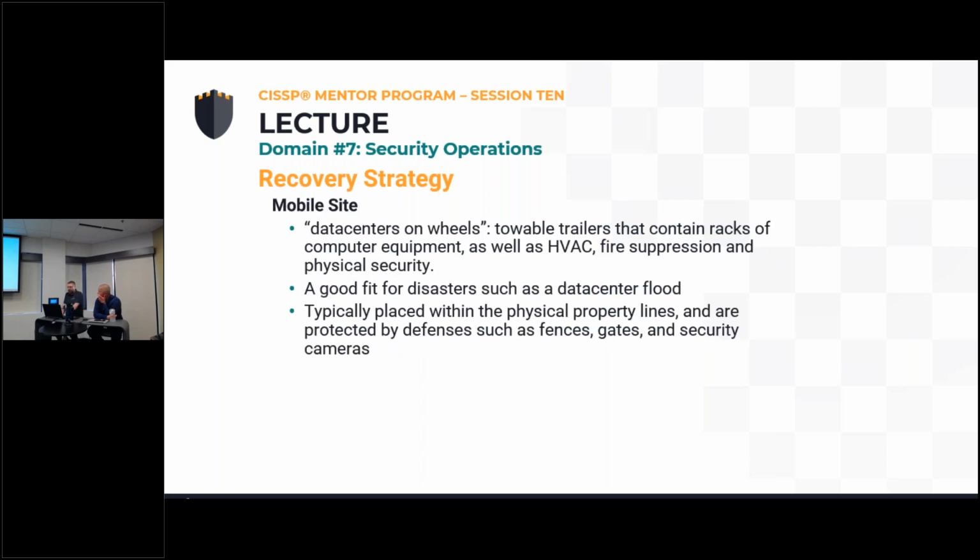Mobile sites, the data center on wheels. Yeah, it's literally a mobile data center. It's got everything self-contained in a trailer. You know, pull right out in your parking lot. And they're actually really cool.